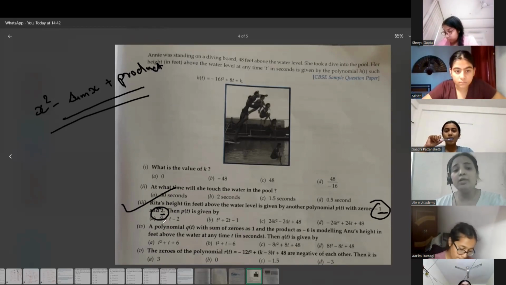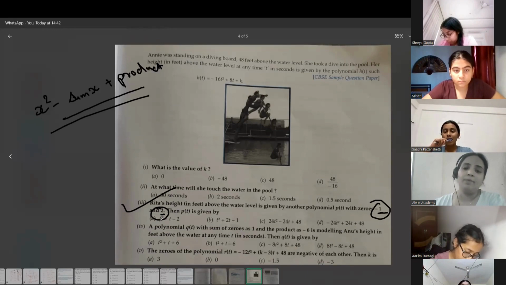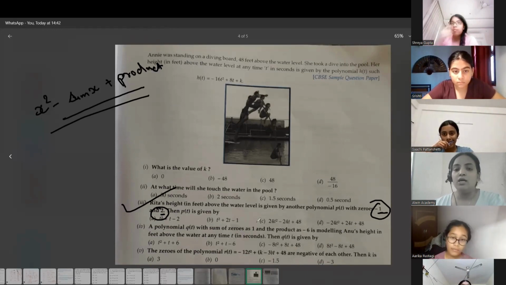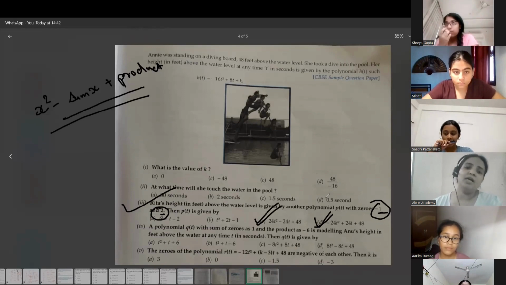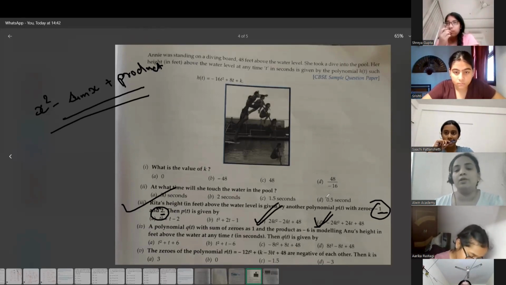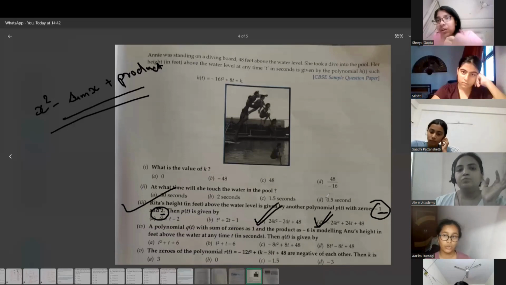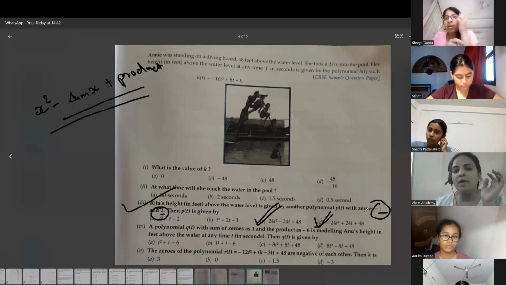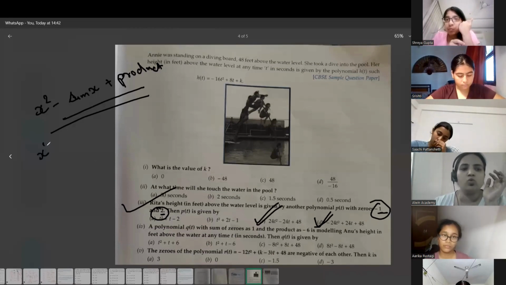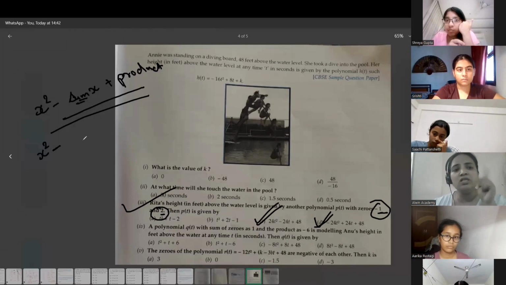But you tell me the answer. Sometimes what may happen, they will try to confuse you with the options. So you first of all find me the answers and then I'll tell you which is the correct one. Quickly, everyone. So let's do this. Okay. Now two zeros are given to you, -1 and +2. So this will be x square minus sum of x. So -1 + 2 is +1.